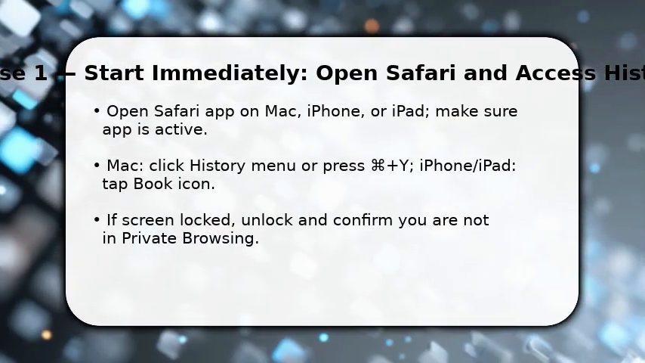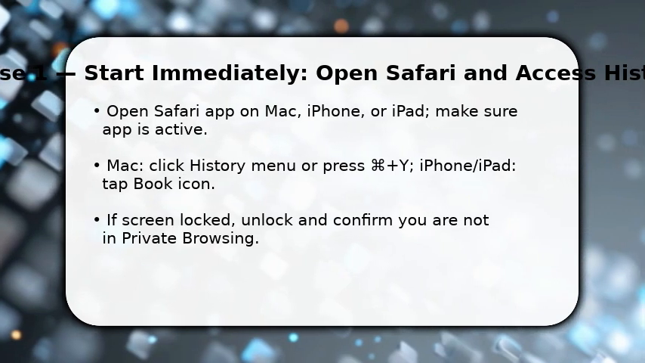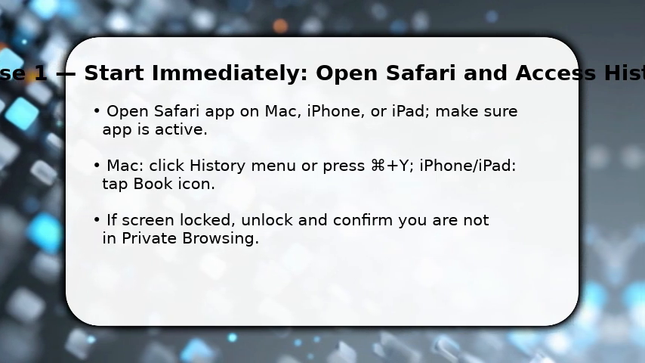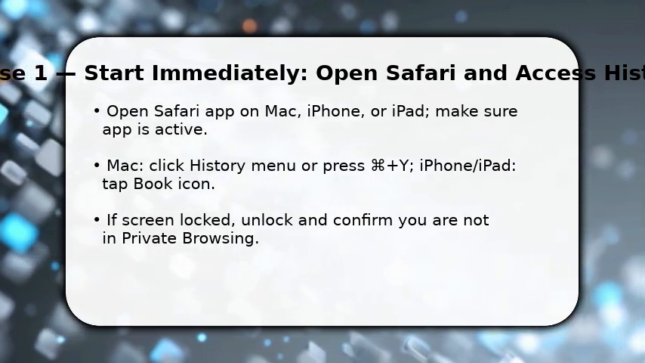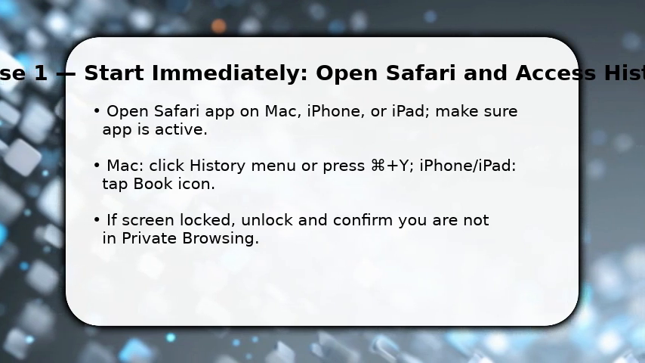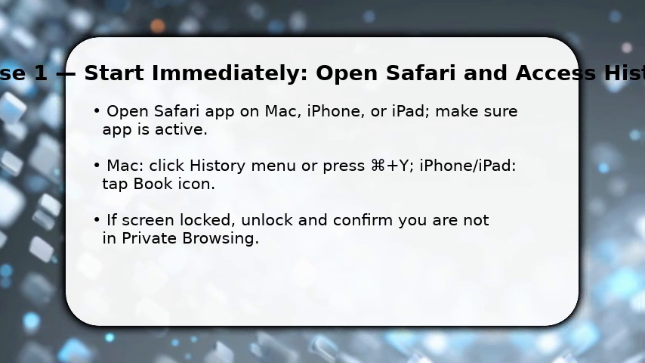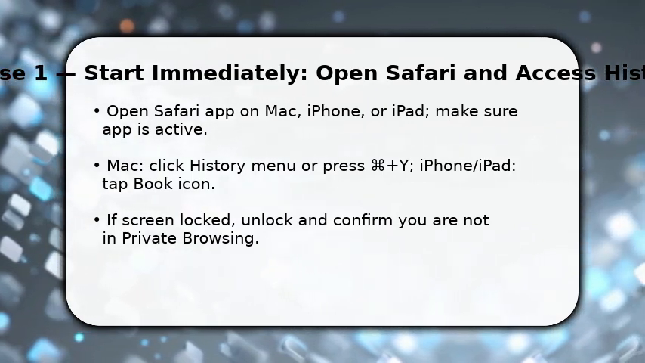To start, open Safari and get directly to the History area. On a Mac, click the History menu or use Command+Y to jump in. On an iPhone or iPad, tap the book icon at the bottom, then the clock tab. Make sure you are in a normal browsing window, not private browsing, because private hides history.